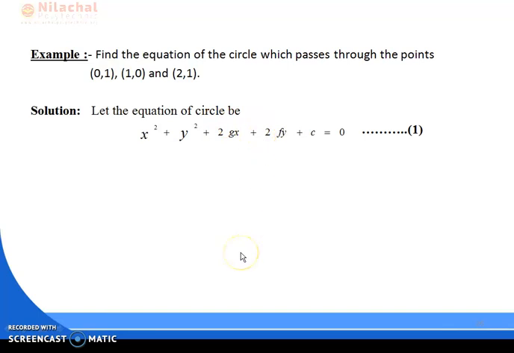Example: find the equation of a circle which passes through the points. The first point is 0, 1, the second point is 1, 0, and the third point is 2, 1. By the procedure, first of all we write: let the equation of the circle be the general equation of the circle. This is equation number 1: x square plus y square plus 2gx plus 2fy plus c equals 0.